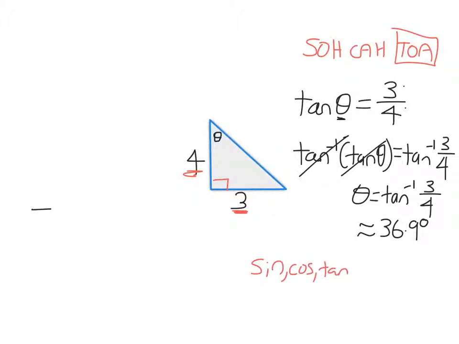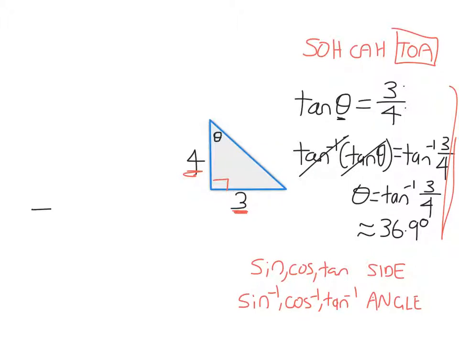You use them when you're finding a side. But when you're finding an angle, you go to sine inverse, cos inverse, or tan inverse. That's for an angle. Now, when you're finding an angle, you don't need to go through all of this. I was just showing you why it works.